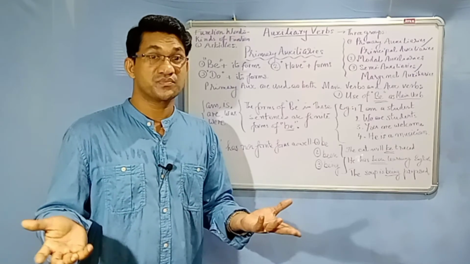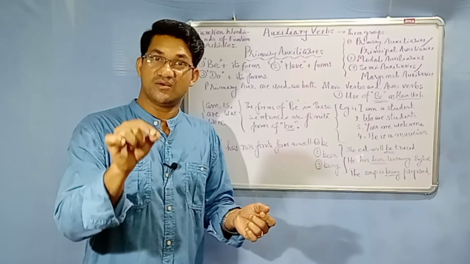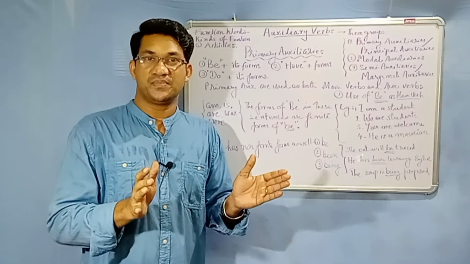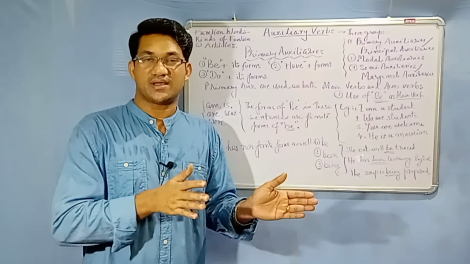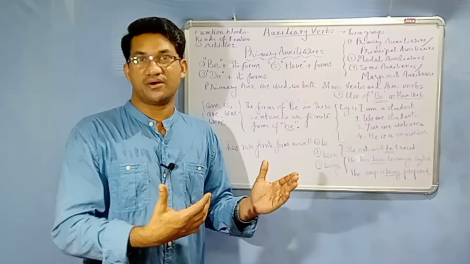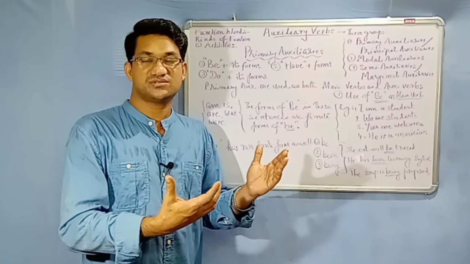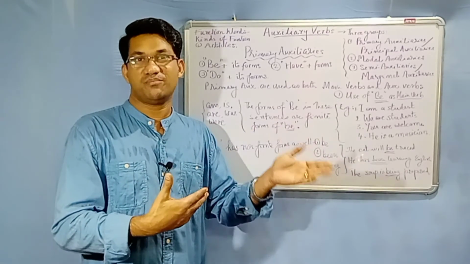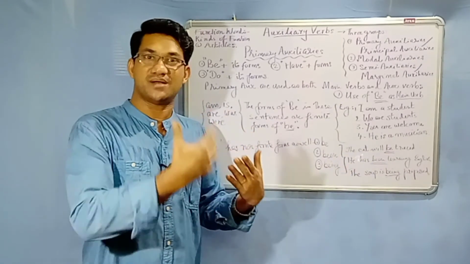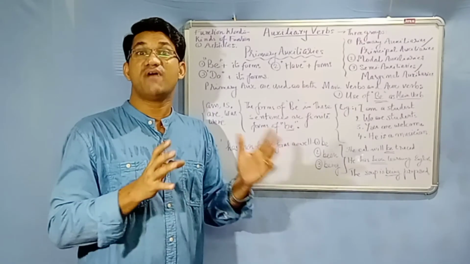What are finite verbs? Finite verbs are main verbs. And what are main verbs? Main verbs agree with the subject in number and tense. Say we have Alex plays cricket. Alex plays cricket. So the verb agrees in number, tense, etc. with the subject. The subject agrees with the verb. Similarly, the verb agrees with the subject. So such verbs which agree with the subject are called finite verbs.